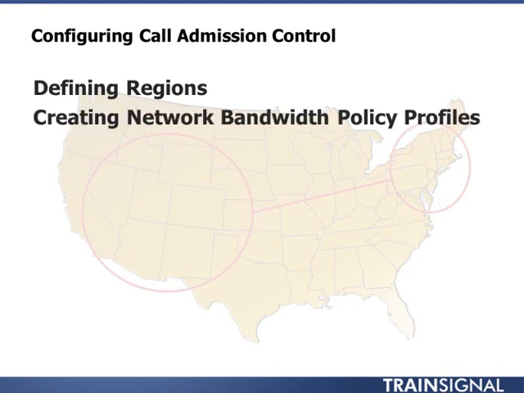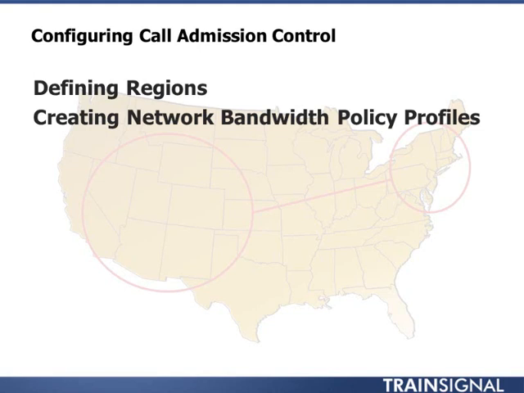We also have to define network bandwidth policy profiles. A network bandwidth policy profile is a configuration that defines how much bandwidth we're going to allocate for real-time audio and real-time video on both an aggregate basis and on a per session basis. So the network bandwidth policy profile defines your limits for bandwidth usage. And when we attach a site to a region, we can apply a network bandwidth policy profile on that association.